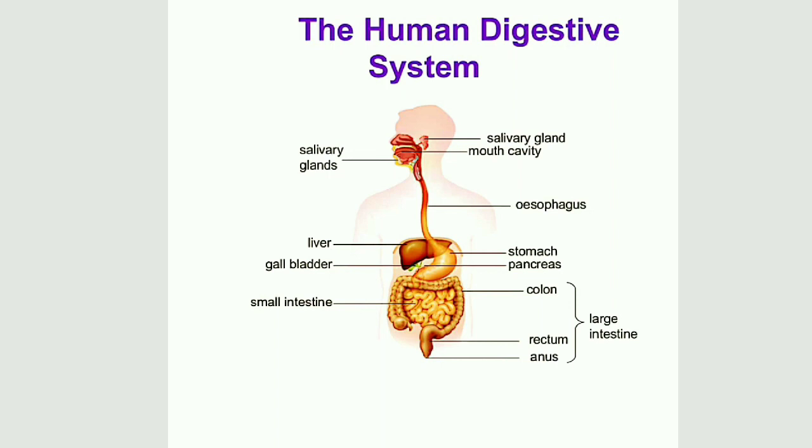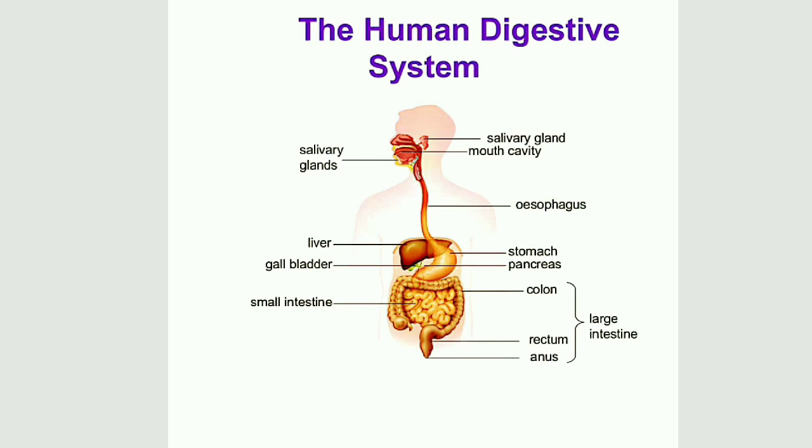Hello students, today's topic is the human digestive system. I have divided this topic into various subparts. So let's begin with the first part. Look at the picture in front of you. It comprises various organs that help your food to be digested and absorbed.